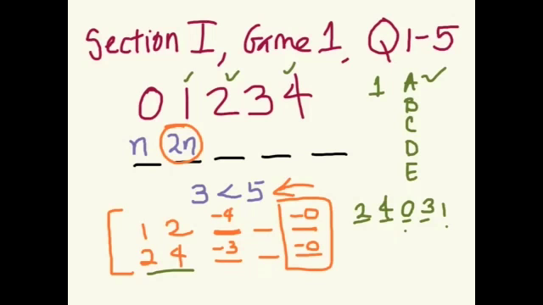Second digit is 0, nope. Third digit is 3, nope. Fourth digit is 4, nope. Fourth digit is 0, nope. So all of these get crossed off.